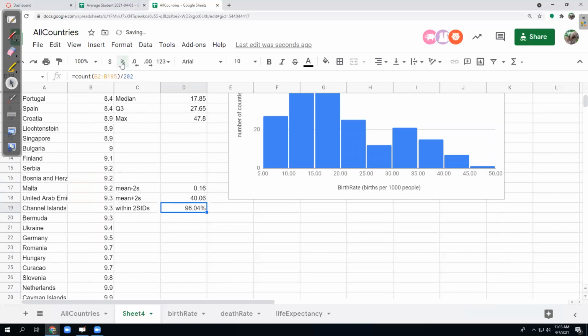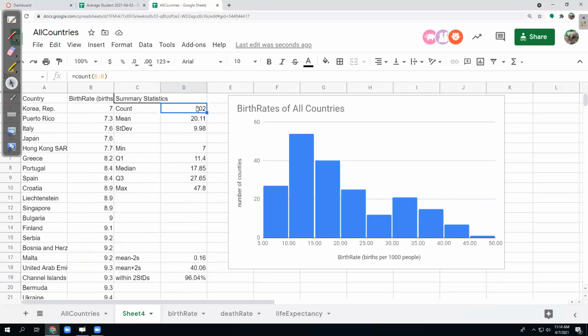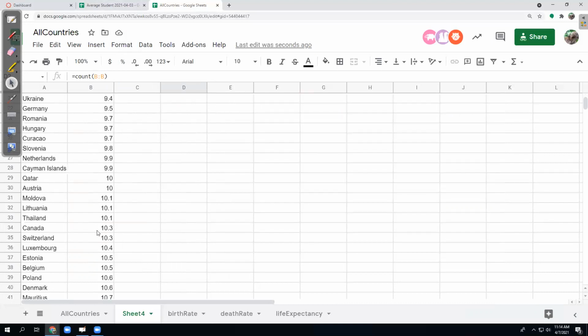So I'm just double checking. Hey, wasn't it 203? 202 was the sample size. Now there are more countries than that, but I'm only looking at the countries that actually provided a birth rate, or for which we could find the birth rate. And I got 202 of those. Oh, I see where you're getting the 203 from.